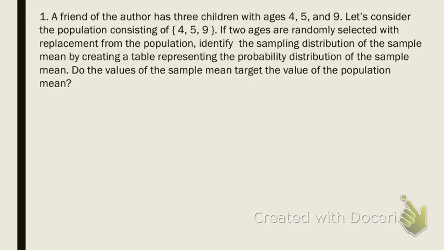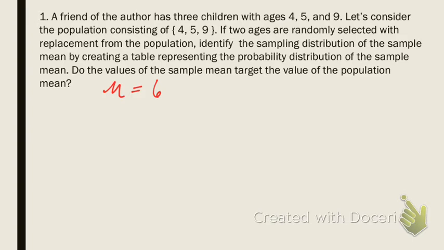Okay, so let's actually find the mean of the 3 ages: 4, 5, and 9, divided by 3. That's 4 plus 5 plus 9, divided by 3, which is 6. So you're going to need your calculator for this. We're not going to make any lists or anything like that, but you will need it maybe to find averages. So the population mean is 6. Now let's create a sampling distribution from that.